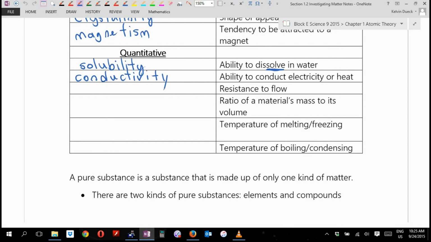Resistance to flow. This one begins with a V. Viscosity. Did I spell that right? Hey, I did. In fact, later on, remind me and I'll tell you about the longest experiment in history. And it involves this.